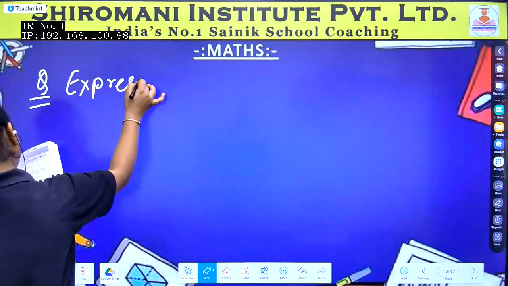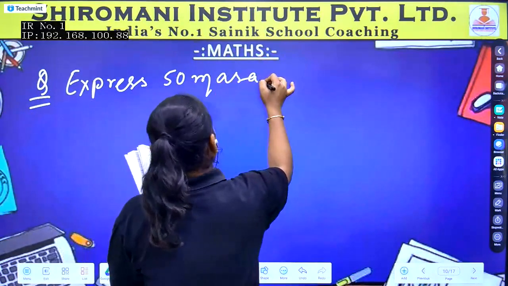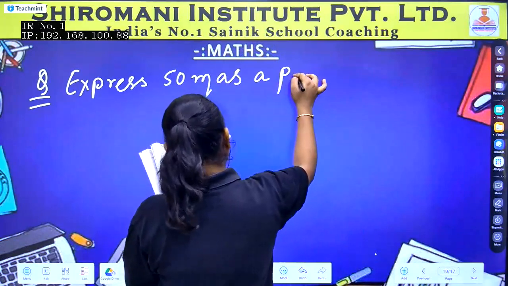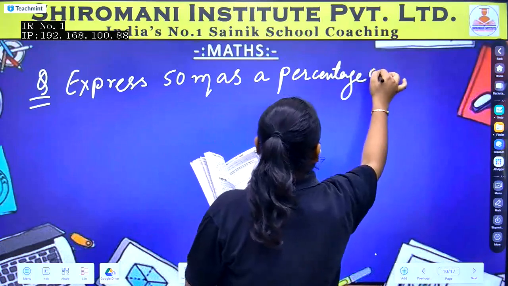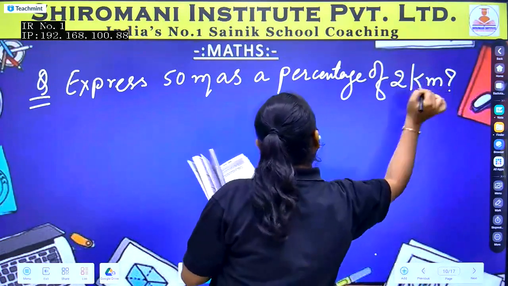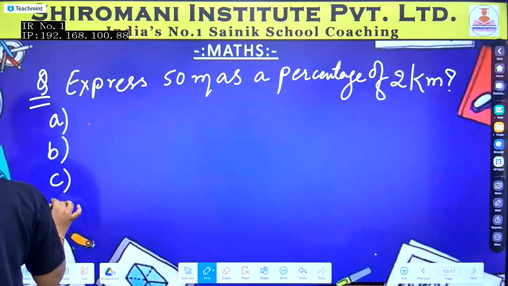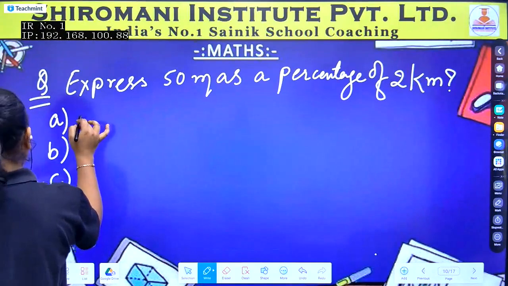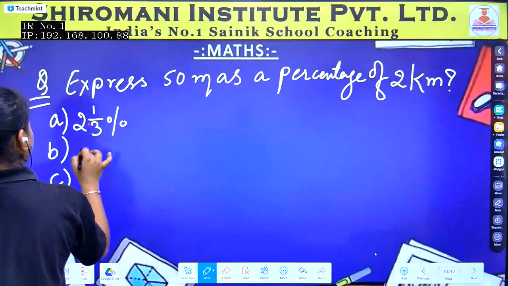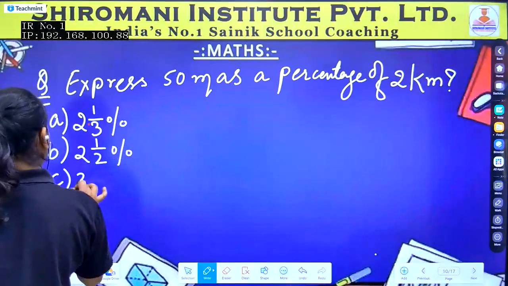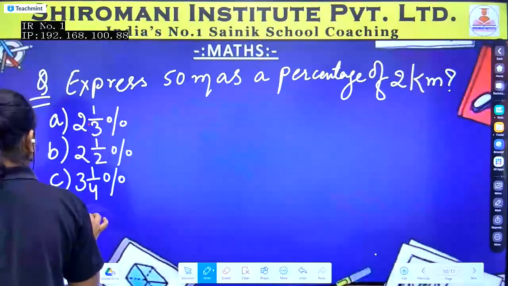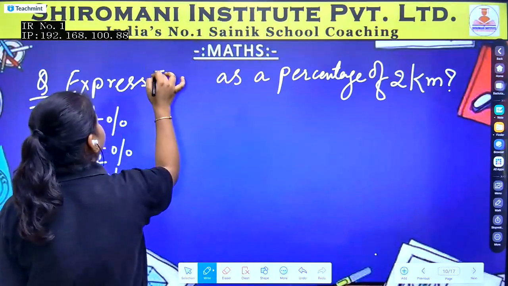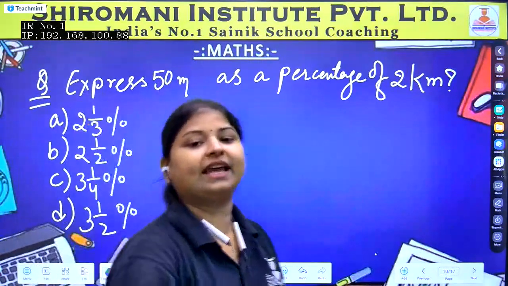Okay, I have a question for you. Another type. Express 50 meter as a percentage. Ma'am, what have you written? Express 50 meter. M is for meter and km is for kilometer.